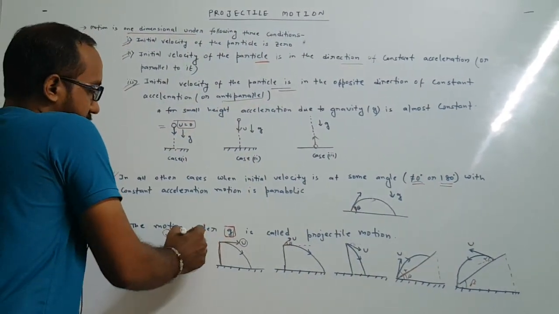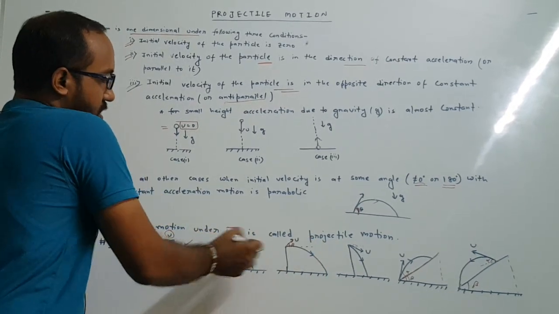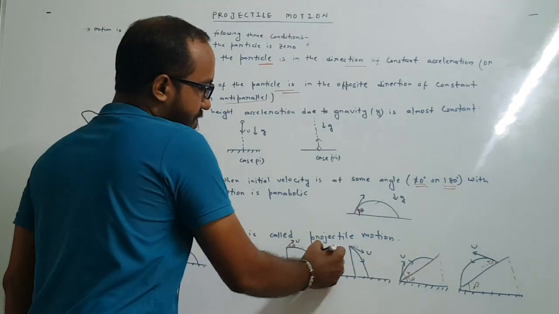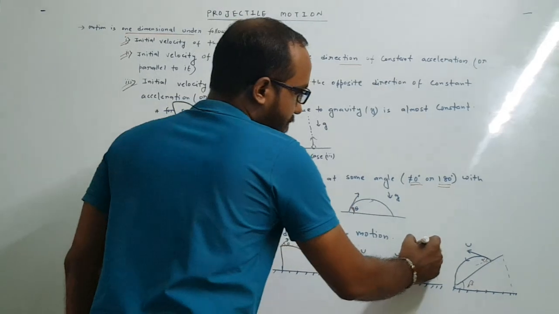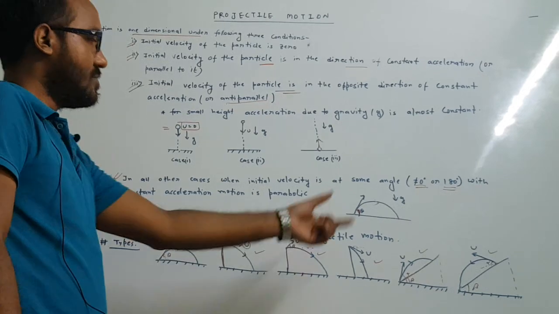For NEET aspirants, you have only this case, only two cases. For Mains aspirants, you have these two cases, and for Advanced aspirants you will have these two cases also. So we will move forward and learn all the projectile motion.